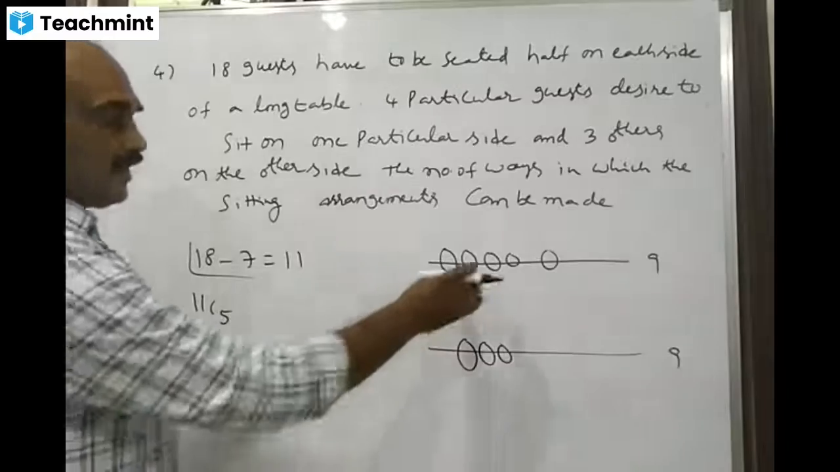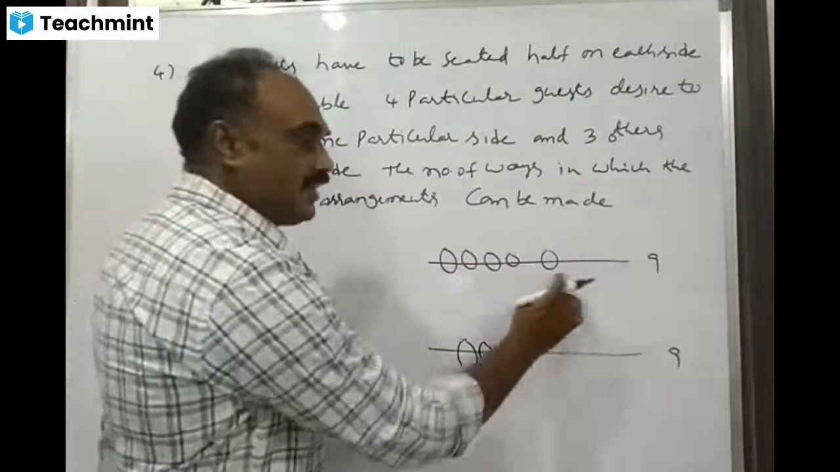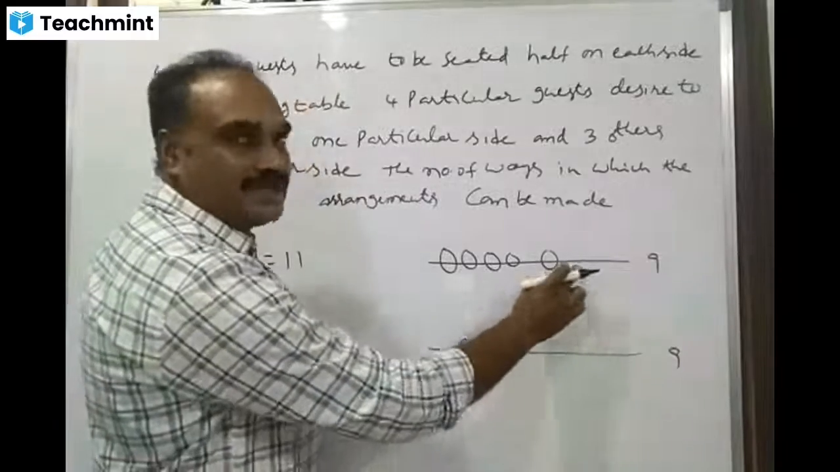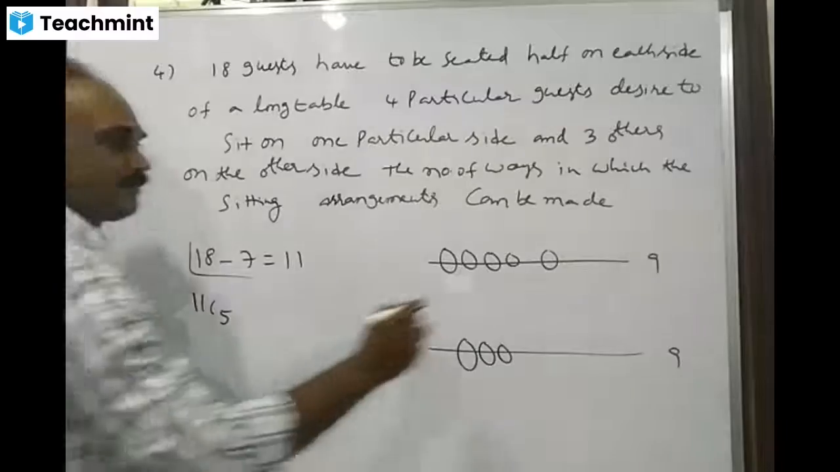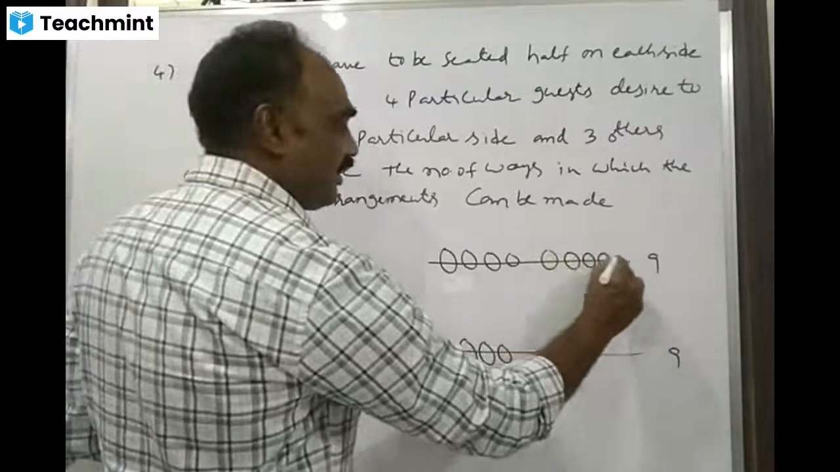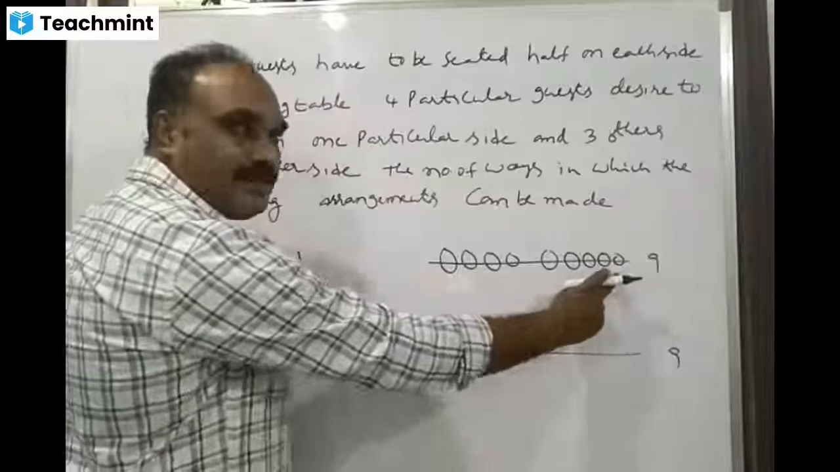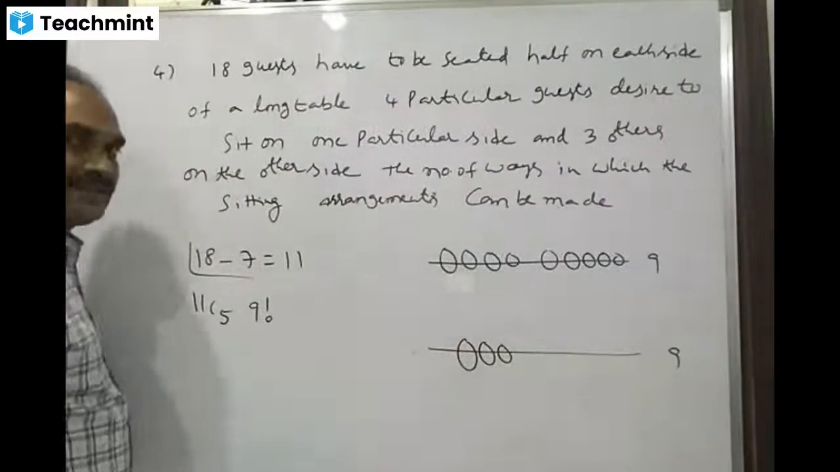So here already 7 places are filled, friends. In one particular side, how many remaining persons are there? 5 persons. So first select 5 persons, 11C5. Arrange the persons on one side. Here total 9 persons can be arranged in 9 factorial ways.